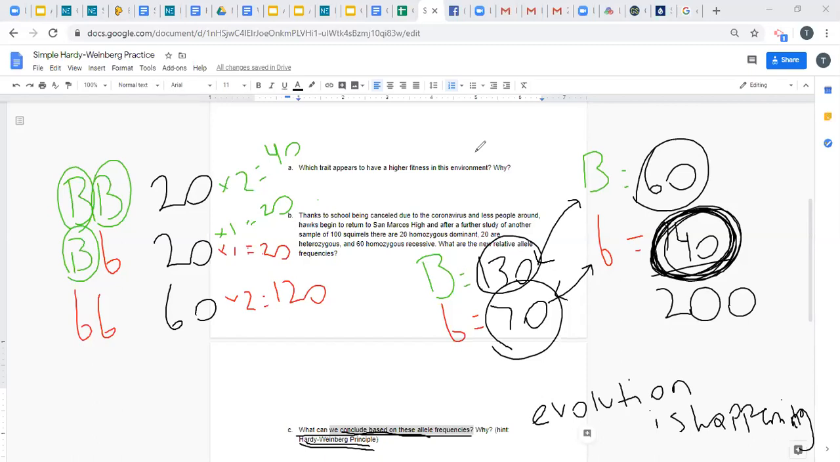Now, if we had an example where these allele frequencies did not change, so they stayed at the same number, then you would say evolution is not happening. So it's all about how these allele frequencies change over time.